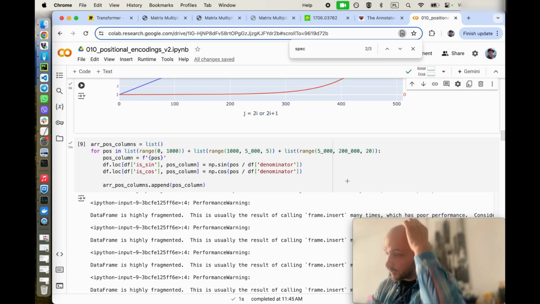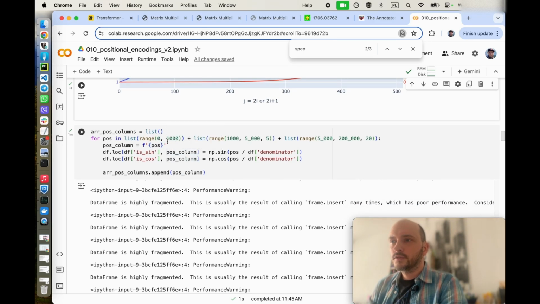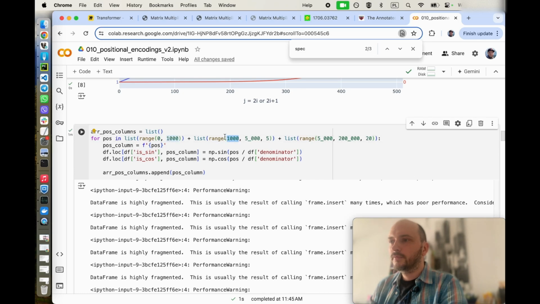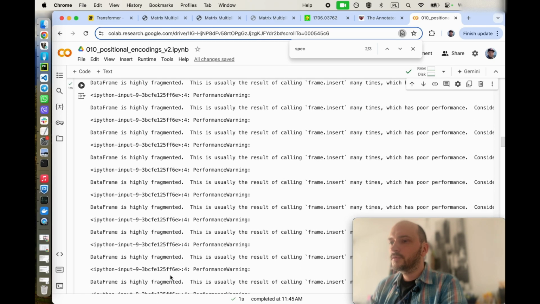And then I calculate the value of encodings for different positions, for positions from 0 to 1000, and then with some step for next positions, and then for late positions also, just to see how this vector of encodings behaves on different position numbers. And let me show you what it is. So scrolling down.